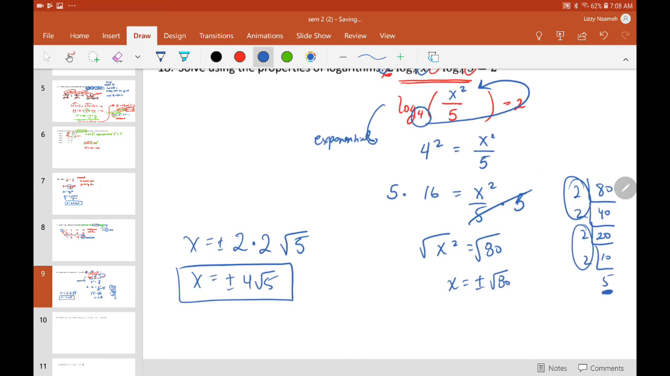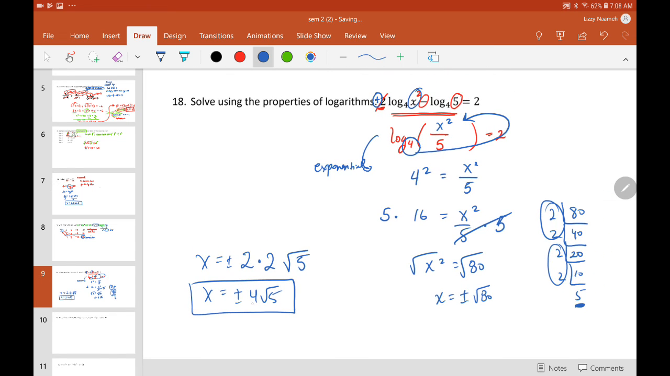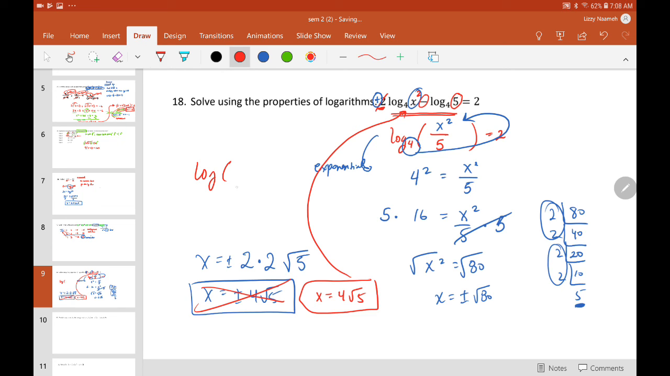Now, really quick, the reason why I only have one answer here, in your answers, you'll notice that the answer is just positive 4 square root 5. And remember, that's because you can never, ever, ever take log of a negative number. And if I had negative 4 root 5, that would be taking log of a negative, which we know does not exist. So we only have one answer here.